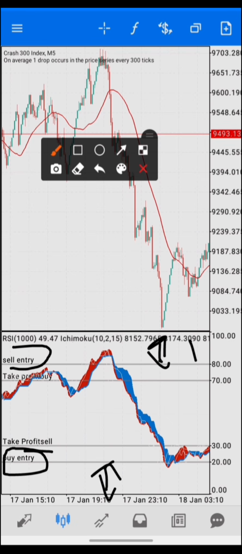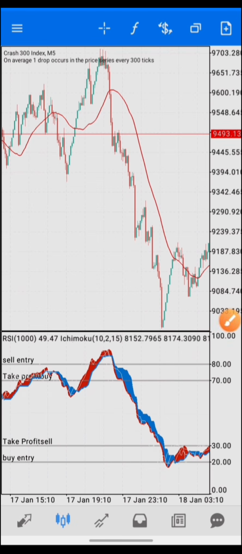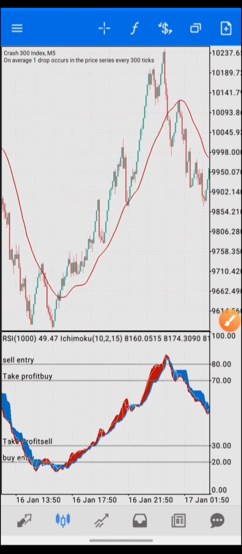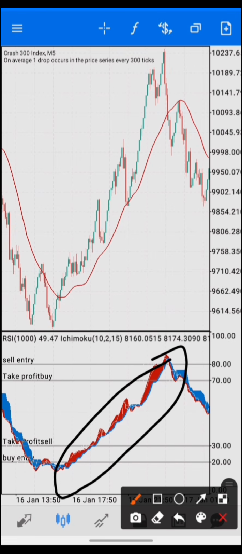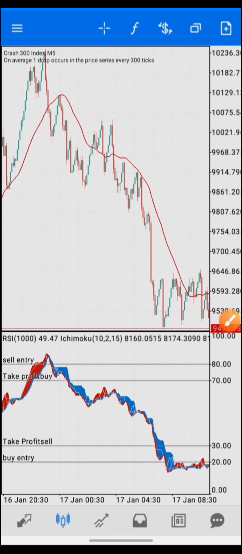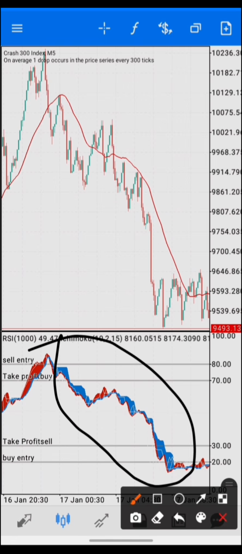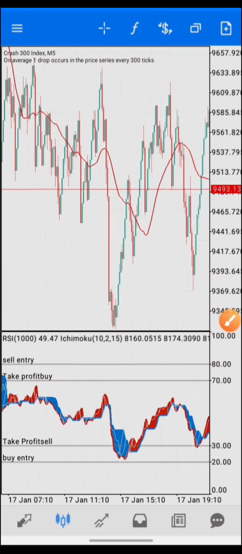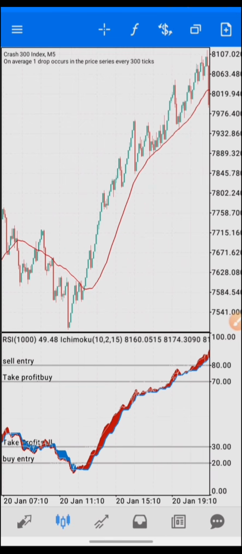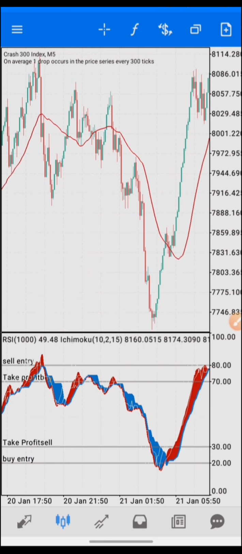The third confirmation is the change in color of the Ichimoku. Okay, so when you are selling, the Ichimoku must be blue, and when you are buying, the Ichimoku must be red. Like right here, as I have said, when you are buying, the Ichimoku must be red, and when you are selling, it must turn blue. So in other words, red is a signal for buying, and blue is a signal for selling.